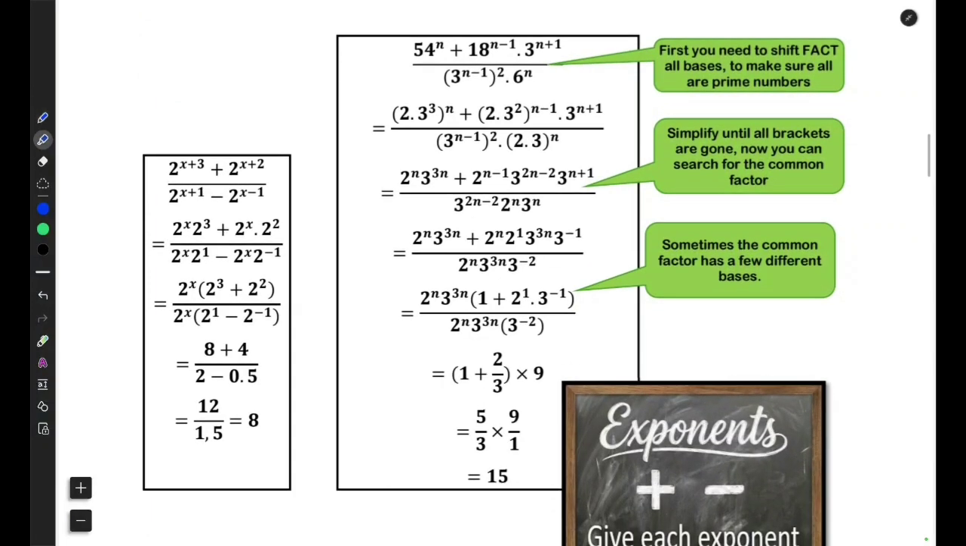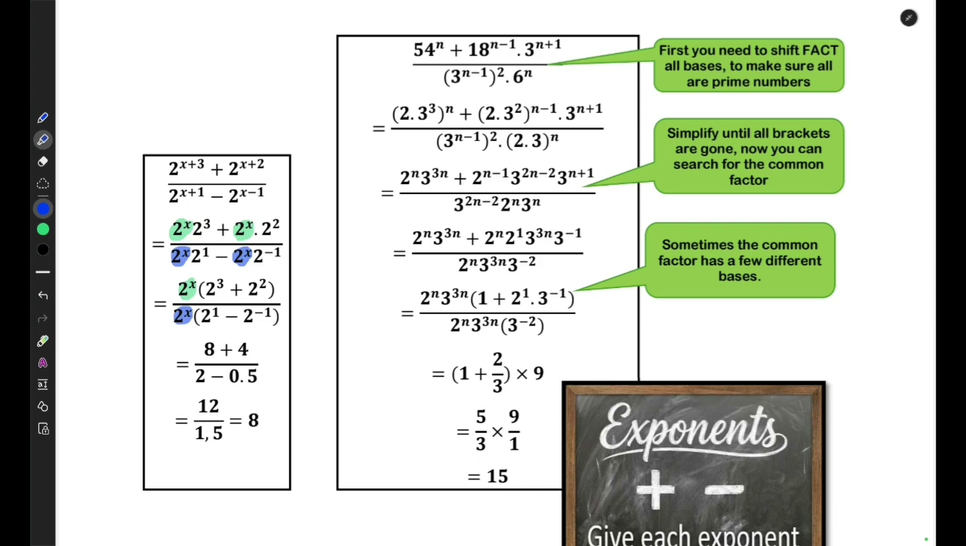For the next one on the left here, I can see there's lots of pluses and minuses. So I'm giving all of them their own base. That's where this step comes from, this one, and this one. Now, after that step, I am looking for a common factor. At the top, I can take out 2 to the power x, and it would look like that. And at the bottom, I can take out 2 to the power x, and it would look like that. Now I cancel those front common factors, and from there, you can really just type it in your calculator and get the answer. I think it's pretty simple.